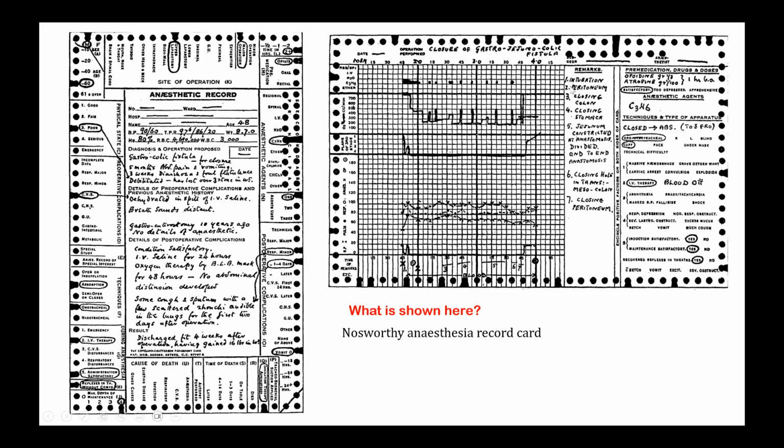he has written all the steps of surgery: intubation, closure of stomach, jejunum contraction, closure of transmesocolon, closing peritoneum. Like that, he has written down the entire steps of surgery, and they have used to and fro. This is the closed ABS. What does that mean? That is the type of apparatus used: closed ABS, to and fro.